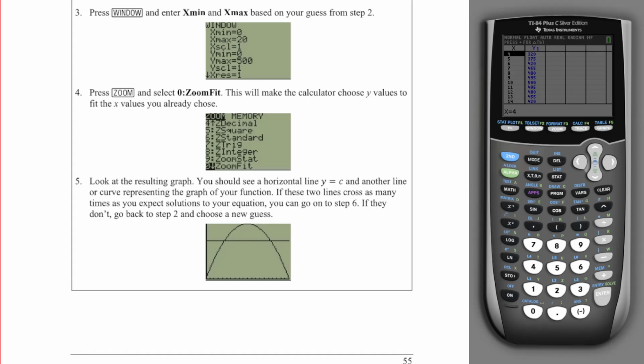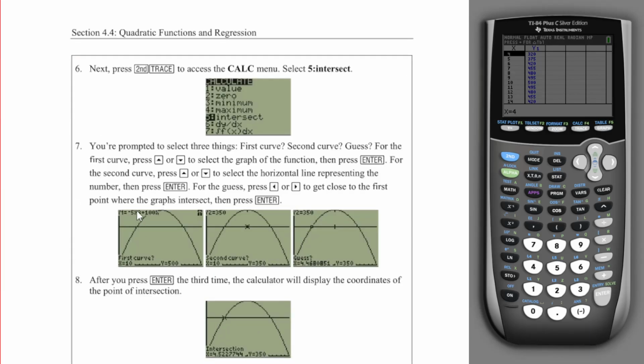And what we see is that these two graphs intersect in two places. If we don't see that, we'll go back to step 2 where we entered our guess, and we'll adjust our guess. Now we want to get the calculator to tell us the coordinates of those 2 points. We'll press second trace to get the calculate menu and choose the intersect function.